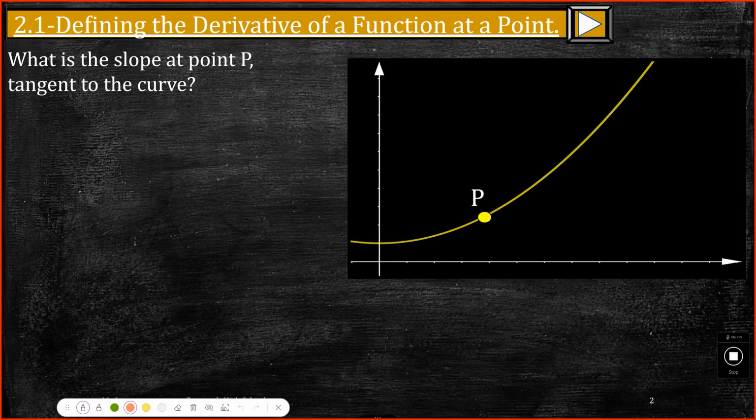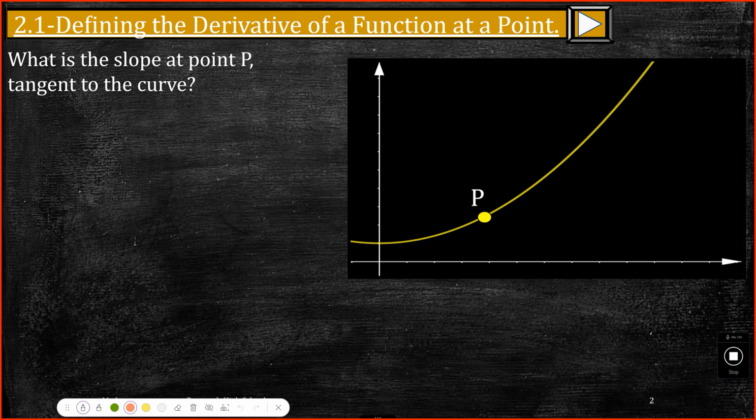Okay, so this is lesson 2.1, defining the derivative of a function at a point. And as we continue on with defining the derivative and what calculus is, the first question is: what is the slope at a point P tangent to a curve?